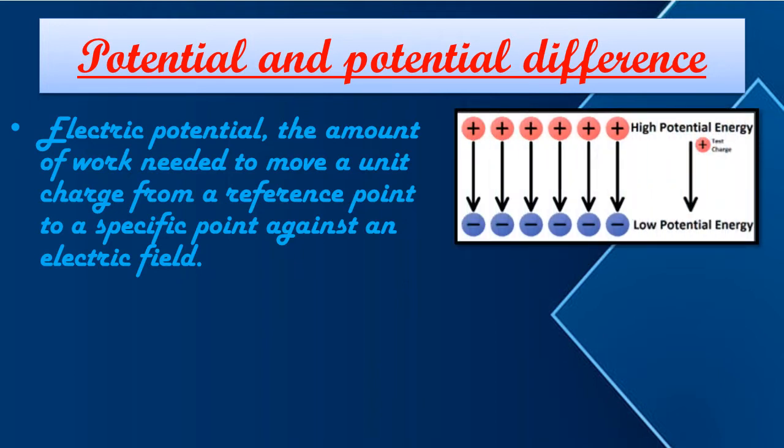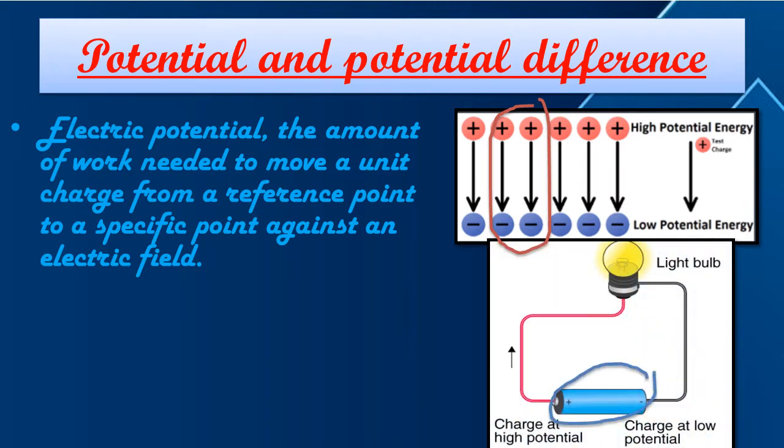Here you can observe a diagram in which you can see the charges flowing from the higher potential to the lower potential, that is, from positive to negative. This is electric potential. It is the amount of work needed to move a unit charge, charges meaning electrons, from a reference point to a specific point, that means from lower potential to a higher potential against an electric field. This is the electric potential.